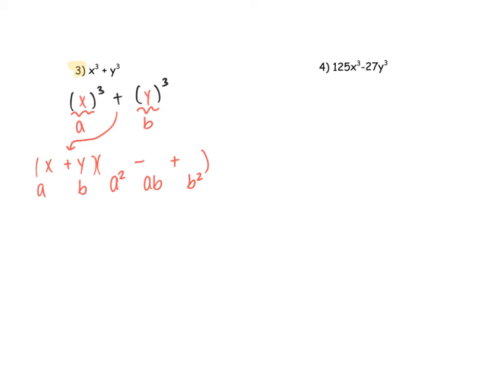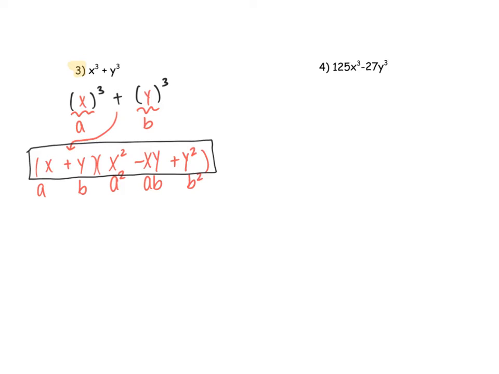Here, we're going to square the first term. So we take the x and square it. That gives me x squared. Then we're going to take the next term, A and B, and multiply them together. So x and y, that multiplies to xy. And then we're going to take the B, which is y, and square it. So you should have gotten y squared. And that is your final answer.